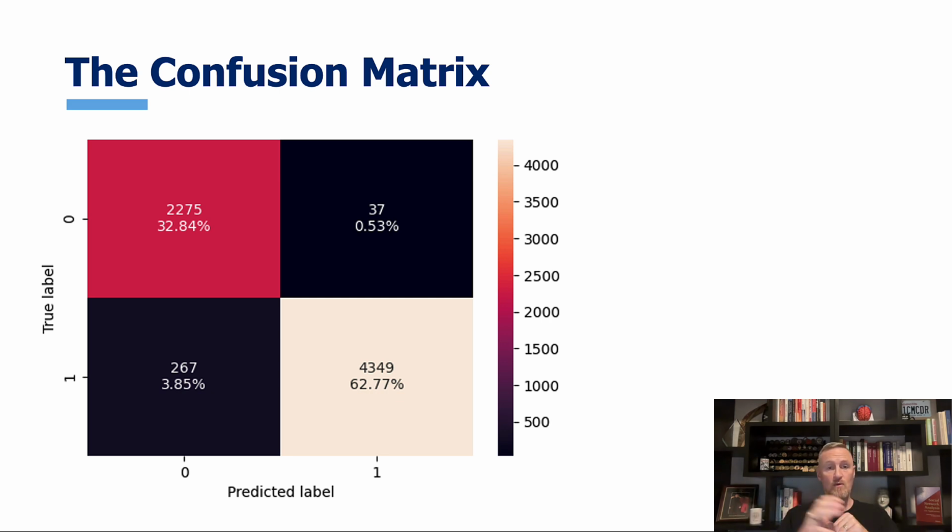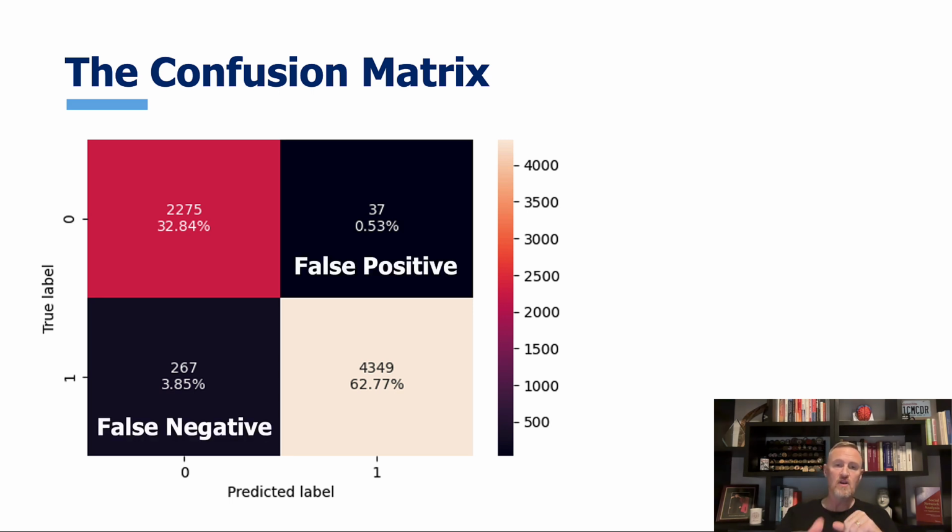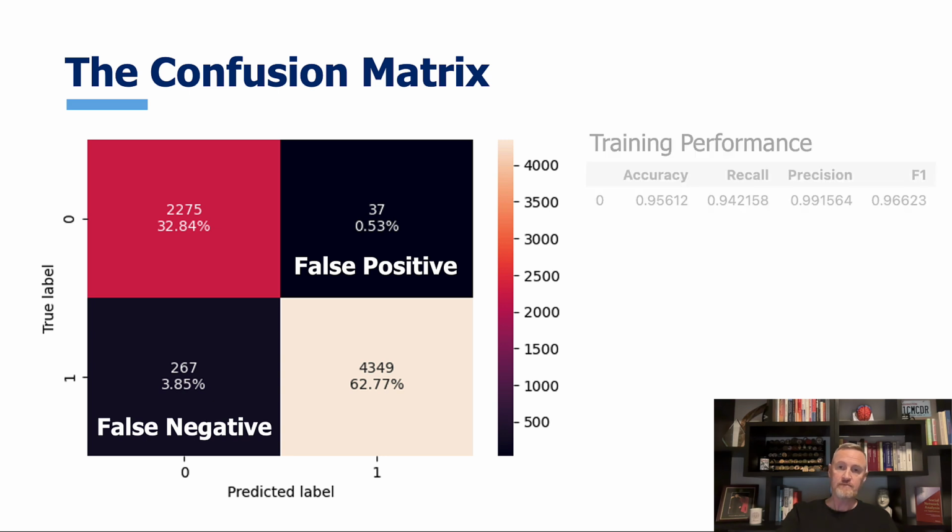So the upper right one is saying that it was a bad loan, but our decision tree thought it was good. And the lower left is saying that, hey, this was a good loan, but we denied them. And so we can call these things the false positive or the false negative, right? And this helps us understand how well this worked on the training data.